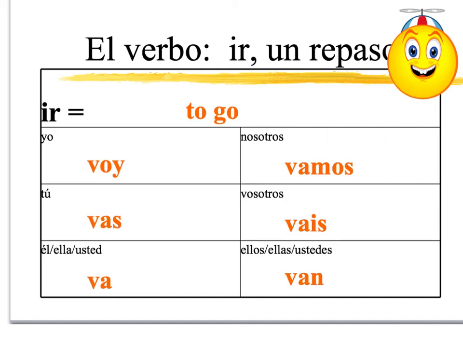So ir means to go, and when we conjugate it, we say yo voy, tú vas, él, ella, usted va, nosotros vamos, vosotros vais, ellos, ellas, ustedes van. And notice that none of these have accent marks.